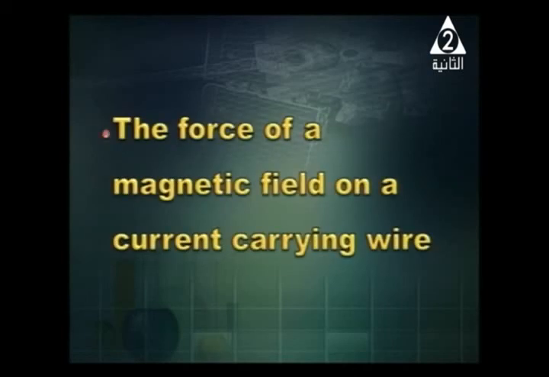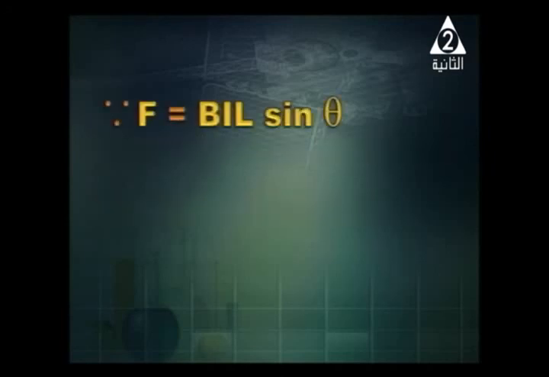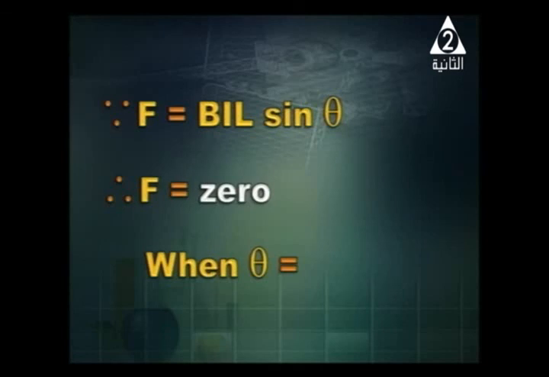When does the force of a magnetic field on a current carrying wire equal 0? Okay, when the wire is placed parallel to the field, then no magnetic force will act on it. Force is given by the relation BIL sine theta. The force equals 0 when theta equals 0.